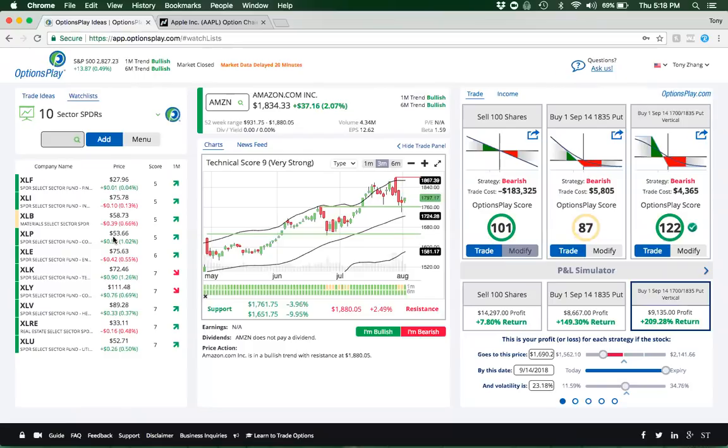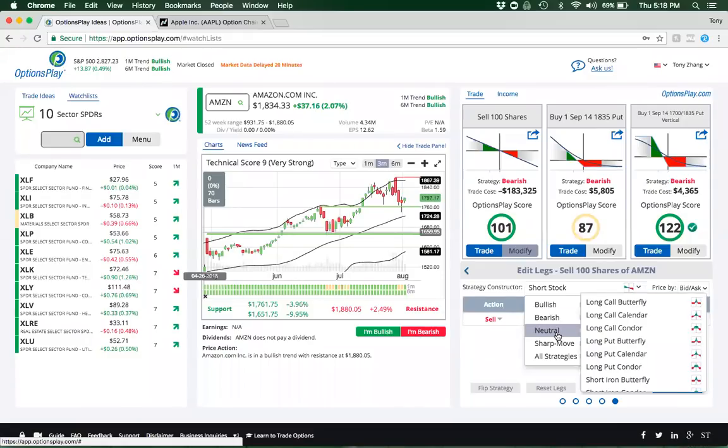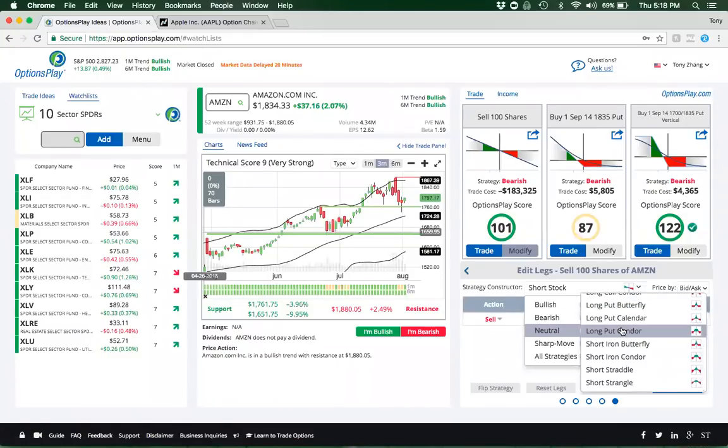Do strangles or iron condors show up in options play? Absolutely. One of the things that I was just showing you guys here today is you click on modify, use the strategy constructor. That allows you to construct all different types of strategies. So if you want to look at more complex strategies like condors and butterflies, you certainly can.